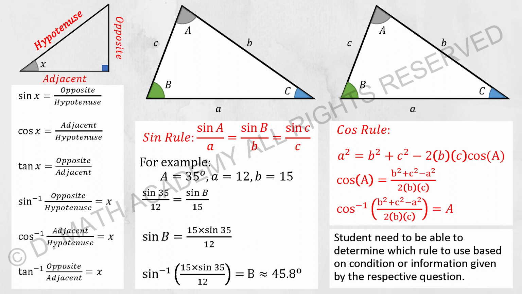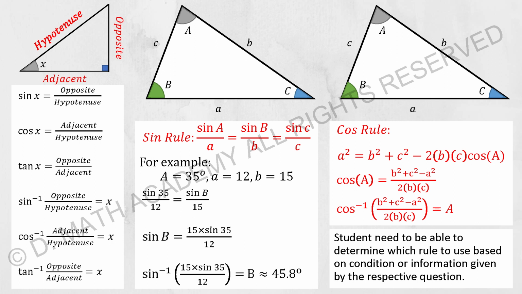As for the cosine rule, when do you actually use it? It is where either you have all 3 of the sides or you have both of the sides and one of the angles. Okay, this is the condition where you will be using the cosine rule.